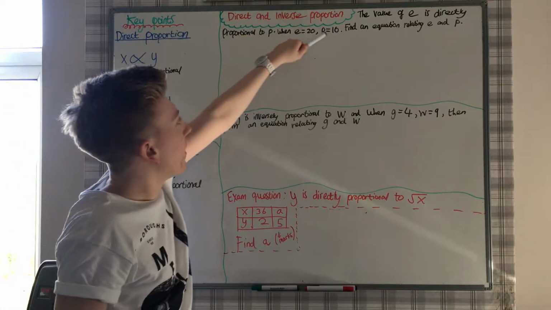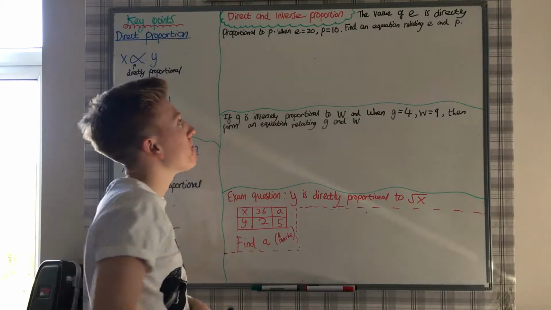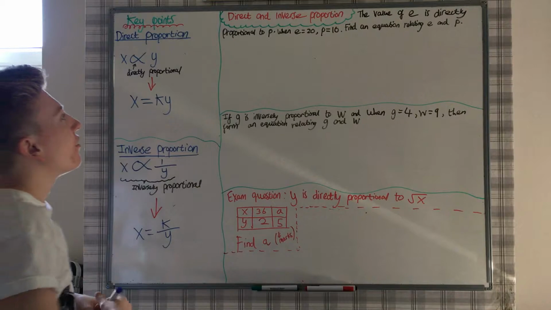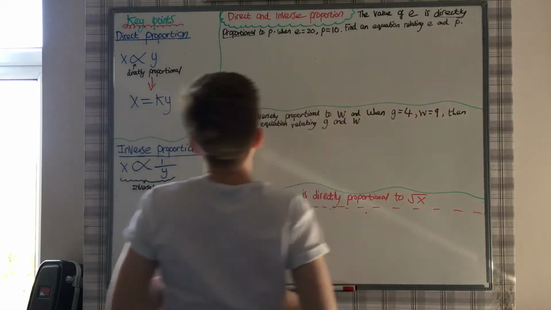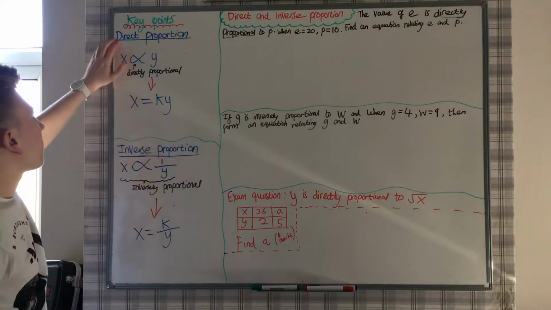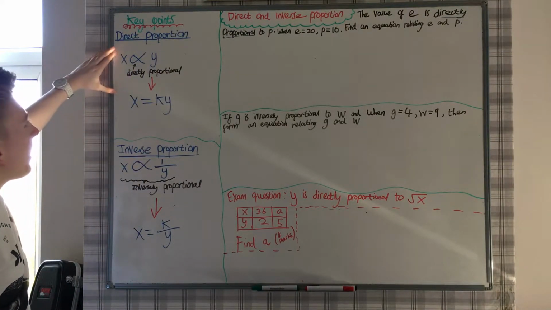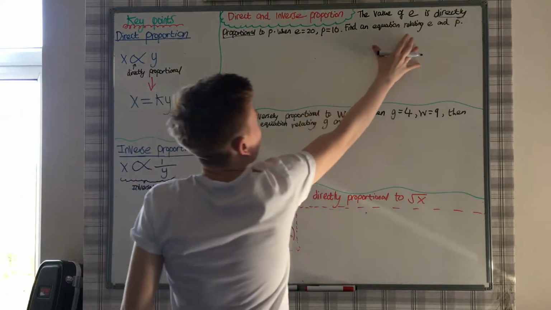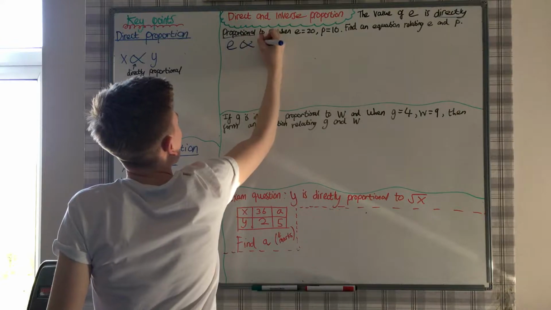Now the first question says the value of E is directly proportional to P. When E is 20, P is 10. Find an equation relating E and P. So what we do is we first of all identify whether it's a direct or inverse proportion. And we can see it's directly proportional to P. So we're using this here. But instead of X and Y, we're using E and P. So we have E is directly proportional to P.